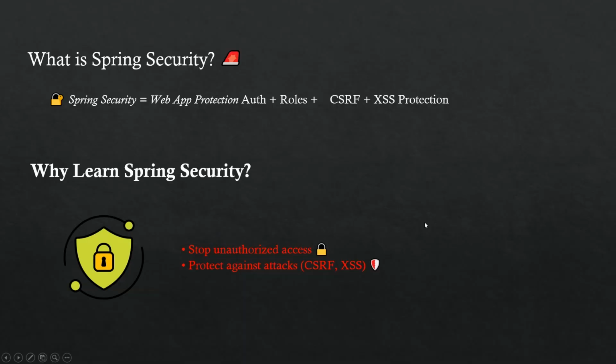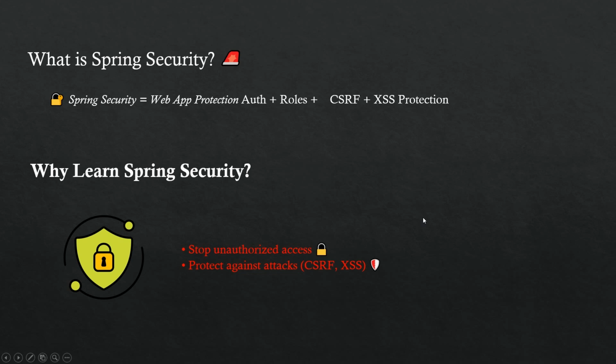What is Spring Security? Spring Security is a framework that secures Java applications using login, roles, and protection against attacks like CSRF and XSS. Why learn Spring Security? Simple. Without it, your app is a sitting duck. Hackers can steal data, bypass login, or even crash your system. Plus, every Java interview asks about it.